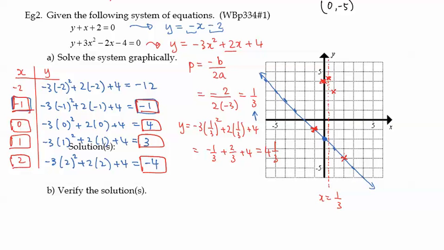While these 5 points don't look symmetrical, once you join these 5 points together, we will see a parabola, and this parabola will be symmetrical with the vertical dotted line, x equals 1/3.